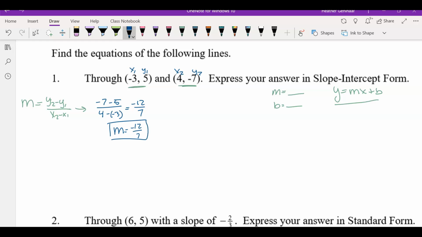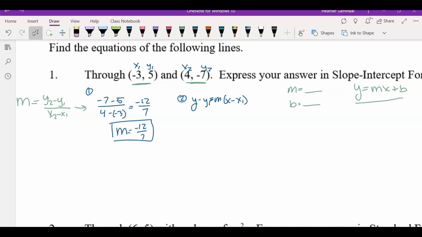So at this point, this is the first step. Our second step will be plugging everything into point slope form: y minus y1 equals m times x minus x1. When in doubt, always start with point slope form. As long as you have a point and a slope, it doesn't matter. Plug it into this one when you're not sure what to do.